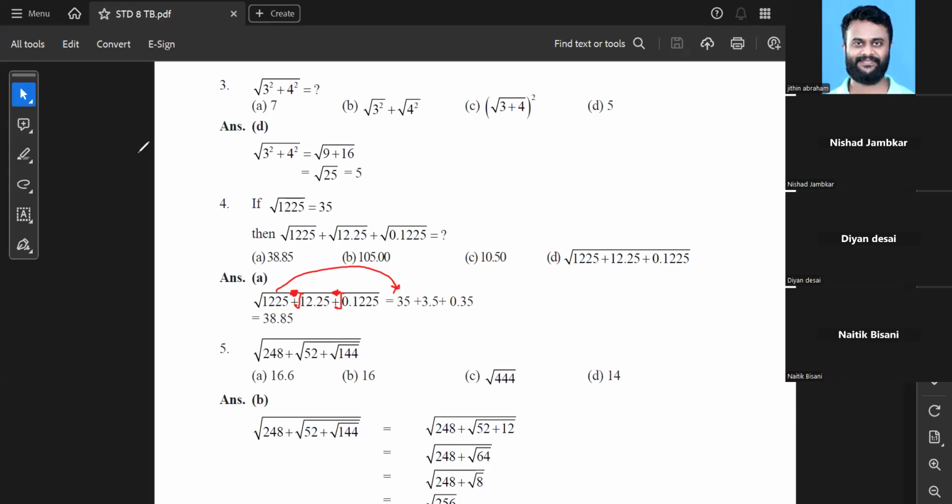So I'll first give you the logic and then I'll give you the shortcut. First I'll explain the logic. Now Sir, even in the book, 12.25 is given wrong.